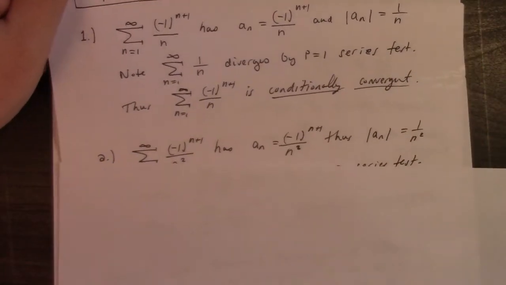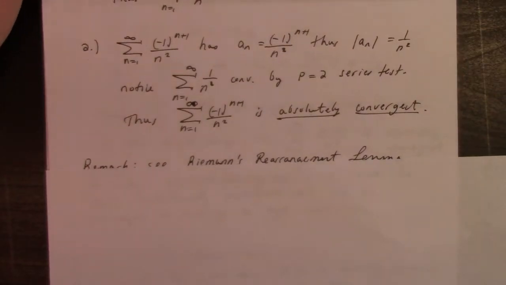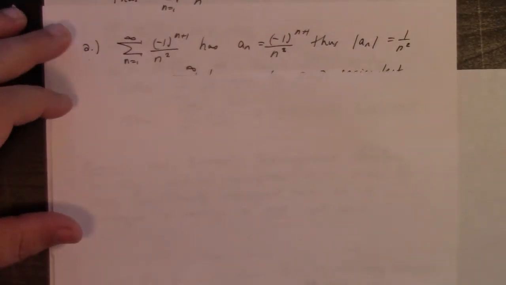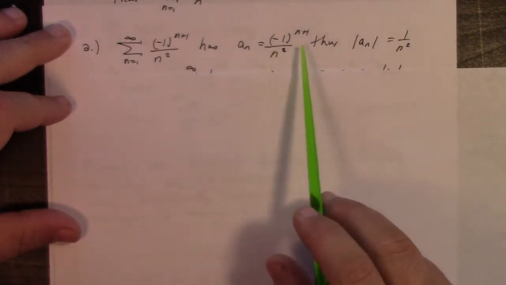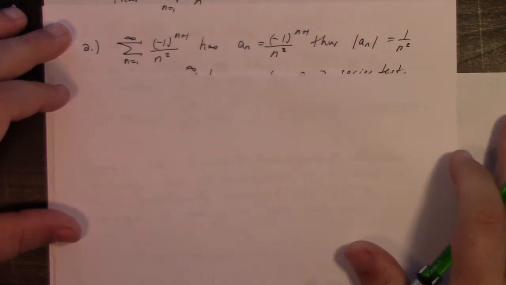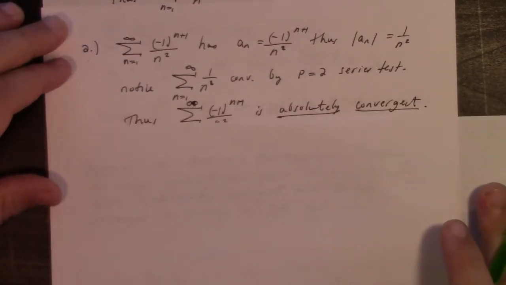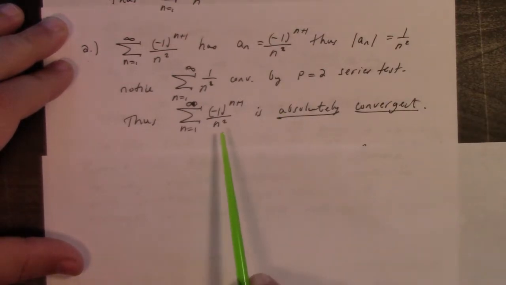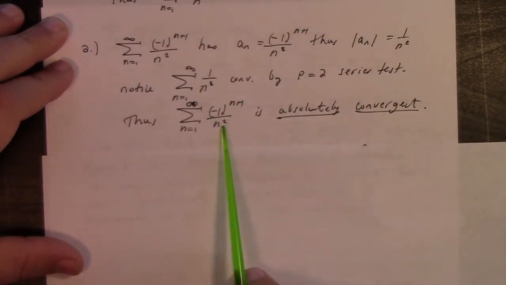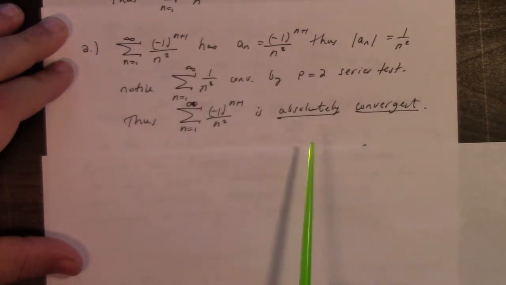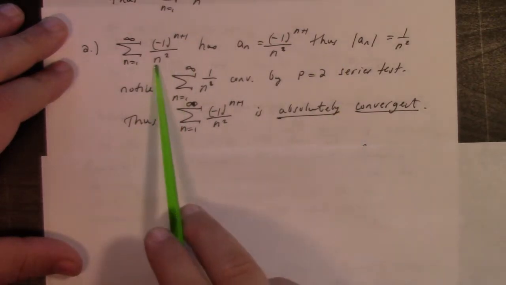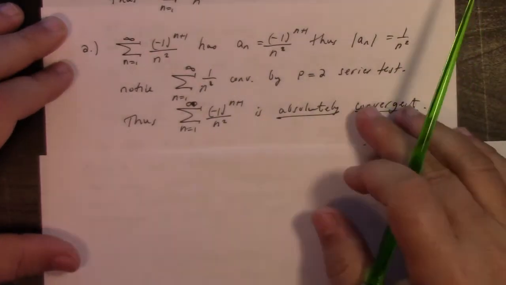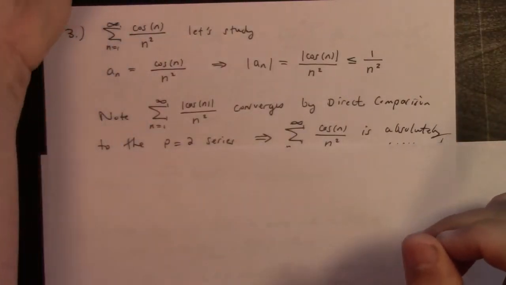The alternating p equals 2 series here. So here we have a sub n is that. The absolute value is 1 over n squared. So the absolute value of the given series brings us to the p equals 2 series, which converges. Therefore, the sum of minus 1 to the n plus 1 over n squared is an absolutely convergent series, because the corresponding absolute value series is convergent. All right. So I'm just illustrating the terms so far.